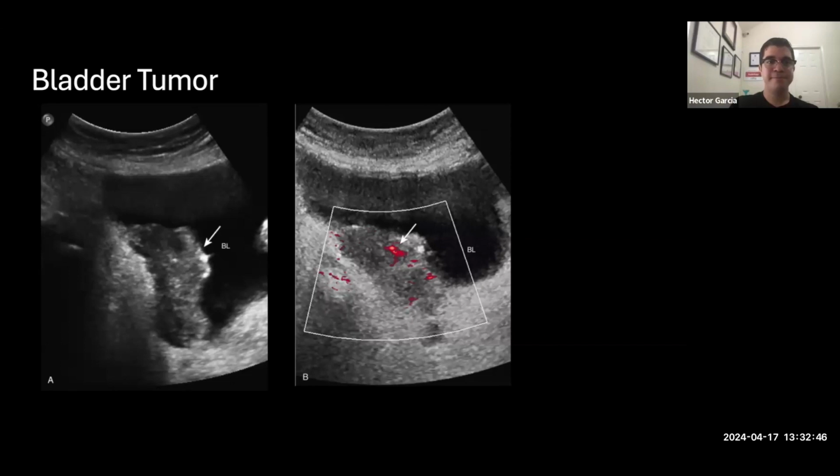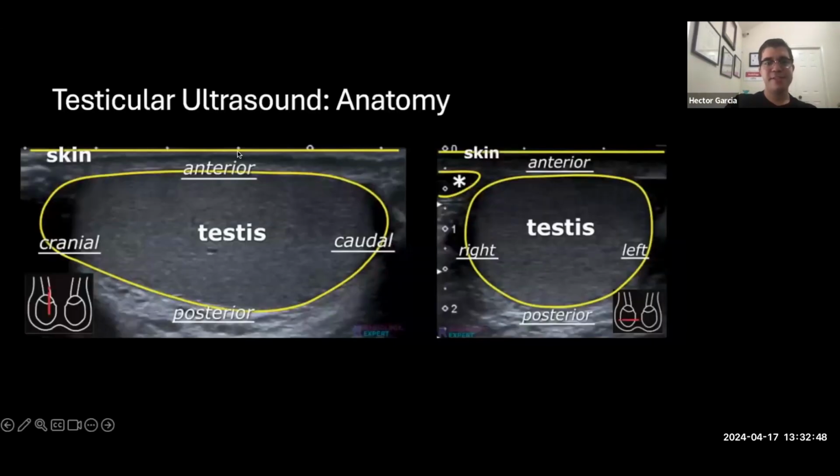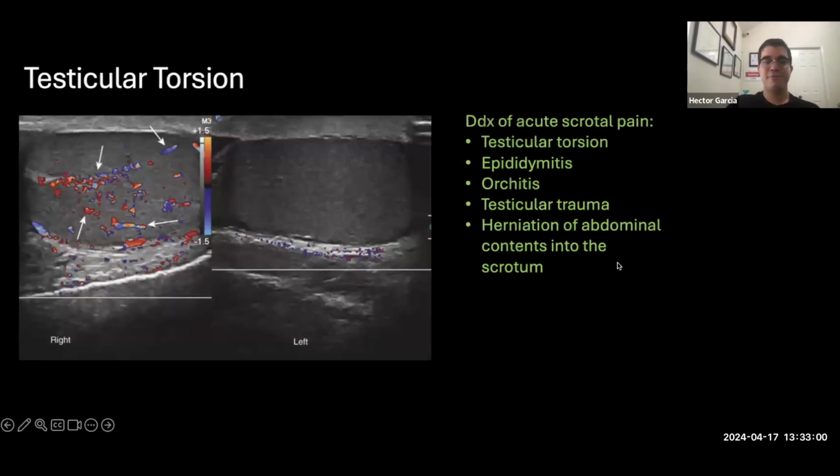Okay, moving on. This is the testicular ultrasound anatomy. We have the anterior, posterior here, cranial towards the patient's head and caudal, and this is the transverse image. For the testicles, what we have to know is testicular torsion, which is a medical emergency. In this case, in the right testicle we see blood flow, whereas in the left testicle, which is this one, we don't see any blood flow. That is a surgical emergency, and it is diagnosed with ultrasound.